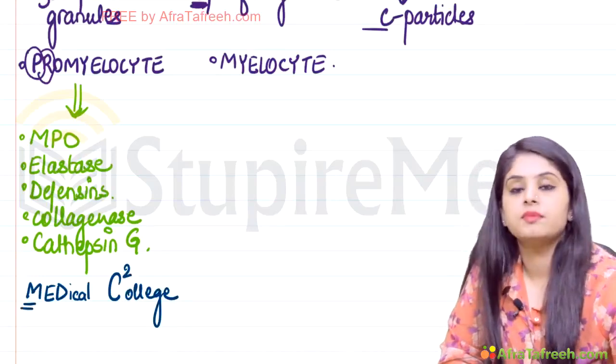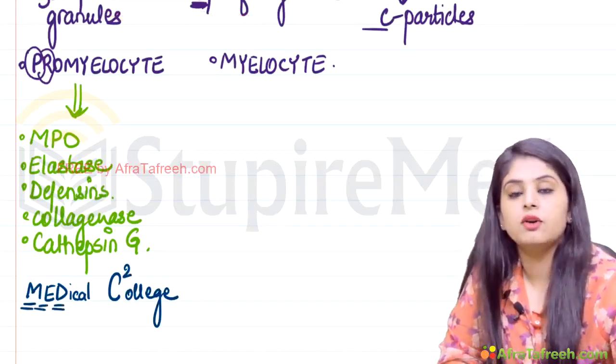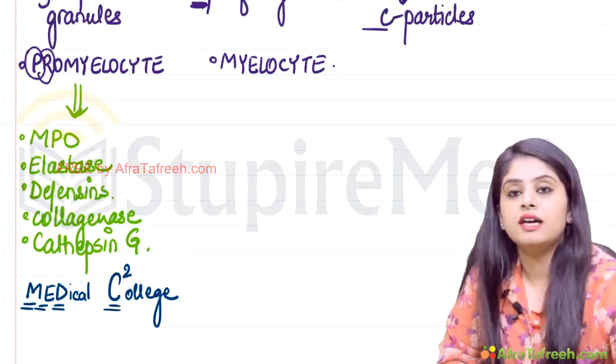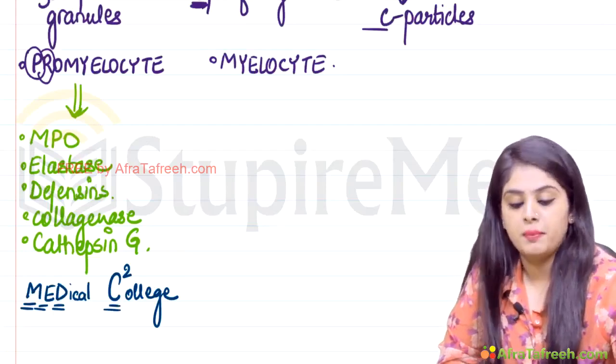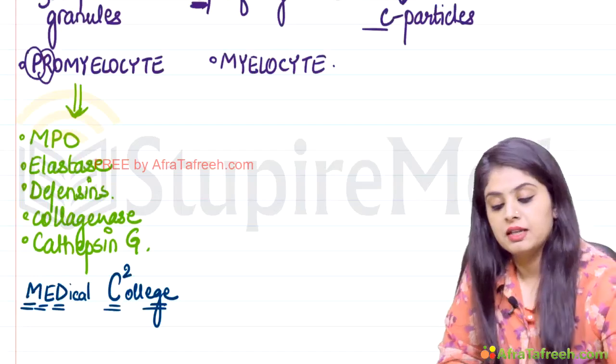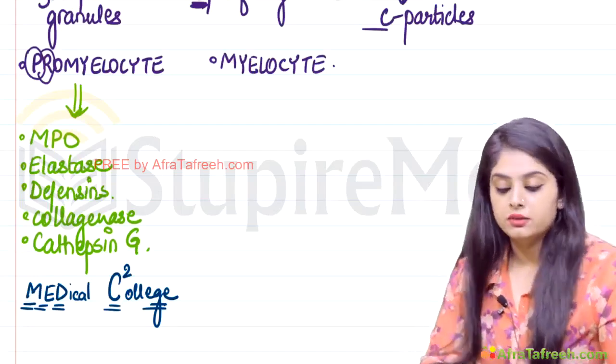So, M for MPO, E for elastase, D for defensin, and two things with C, collagenase and cathepsin G. Also, it has a G, so cathepsin G. Next, we come to the secondary granules.